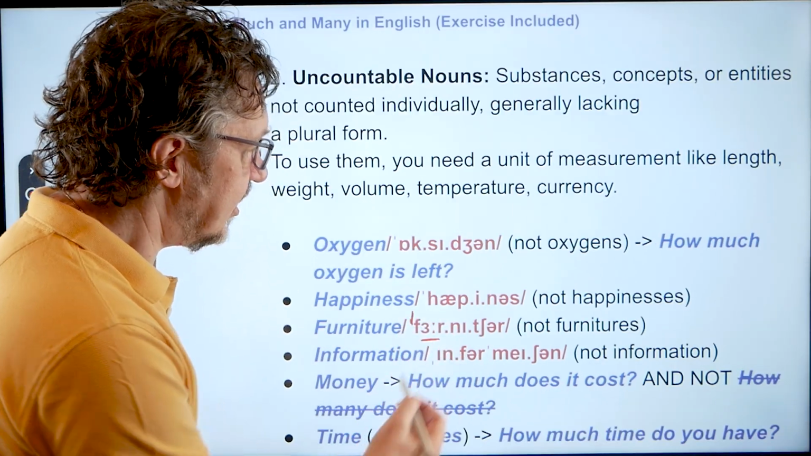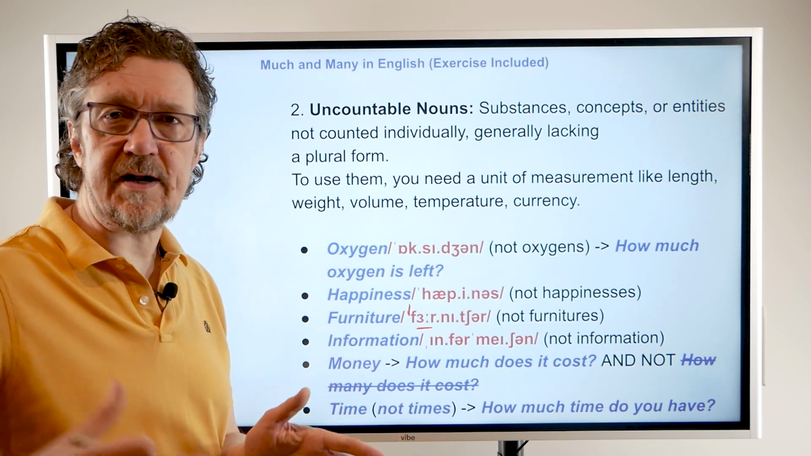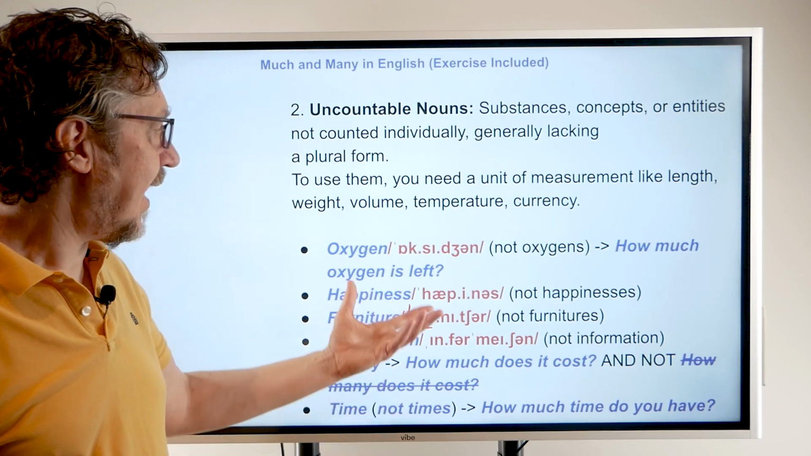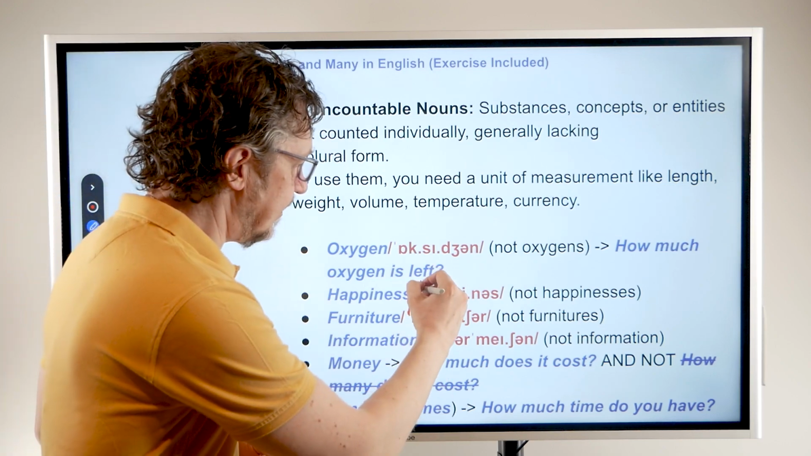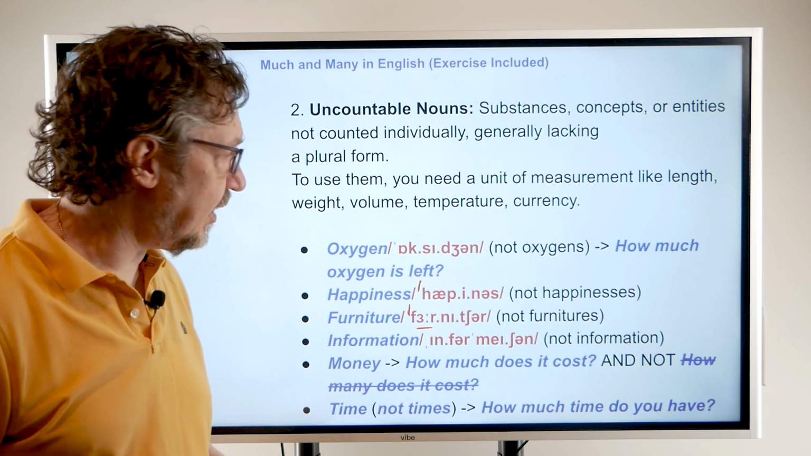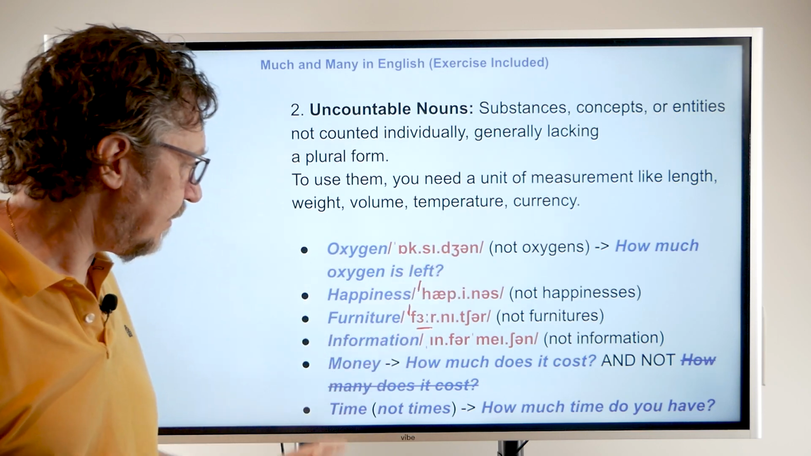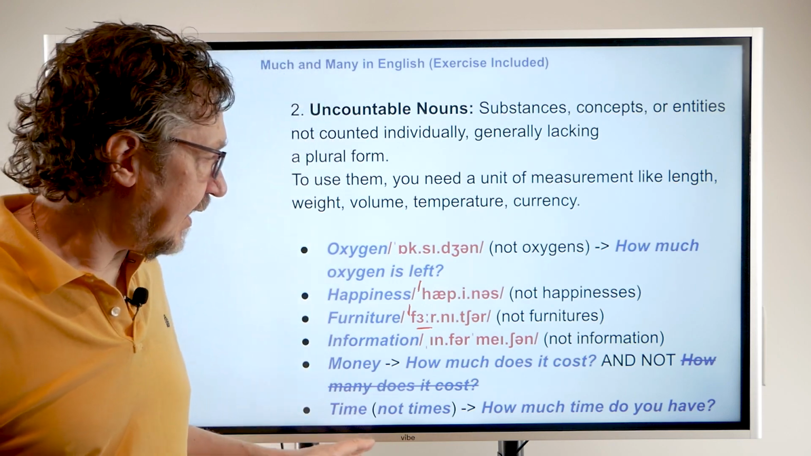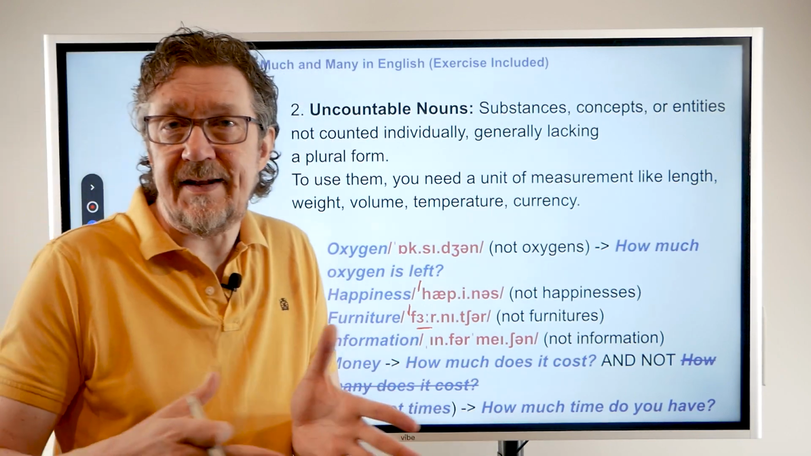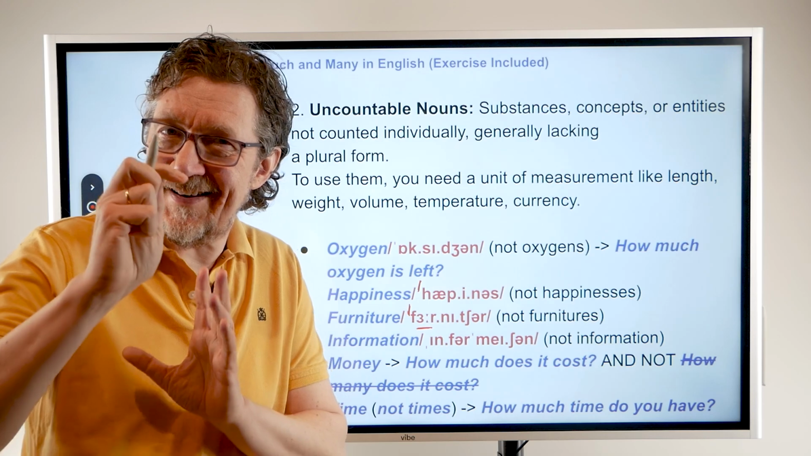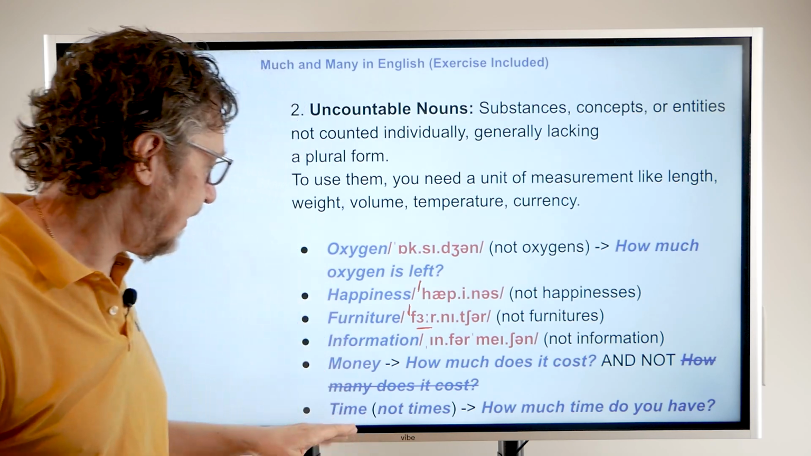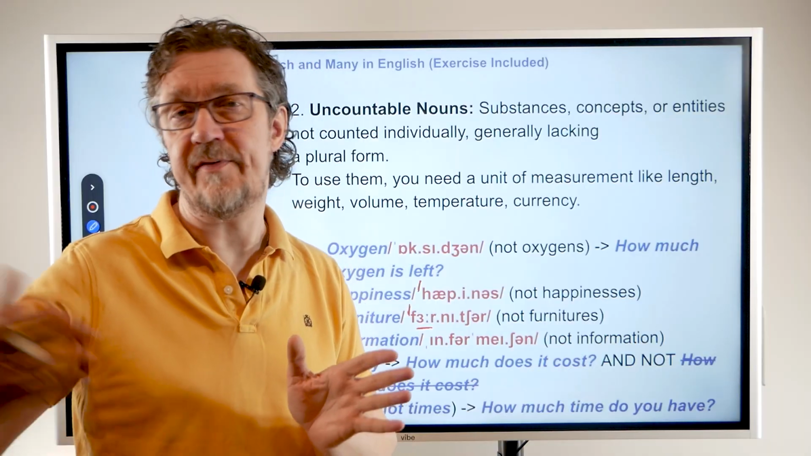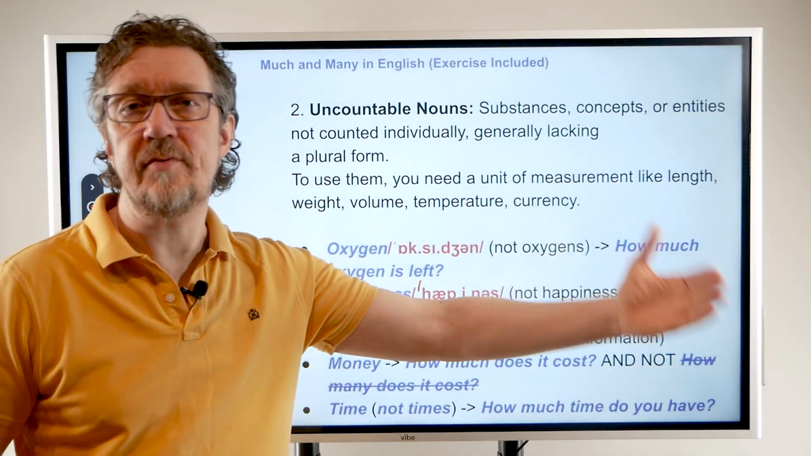So, furniture. Furniture. Try it. Furniture. Happiness. Again, this stress at the beginning of the word. Happiness. Time. So, again, tricky one, this one. Because we can't say how many time, but you can say it in another way, but we'll come back to that in a minute. So time, how much time do you have? Measurable, okay? I have an hour, all right? For example, I have 2 hours.